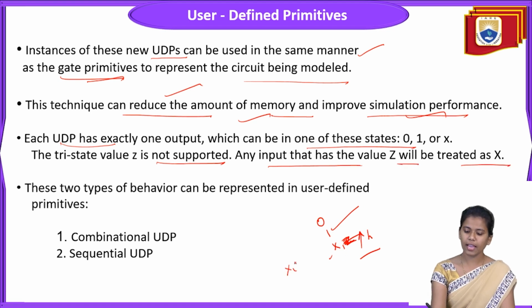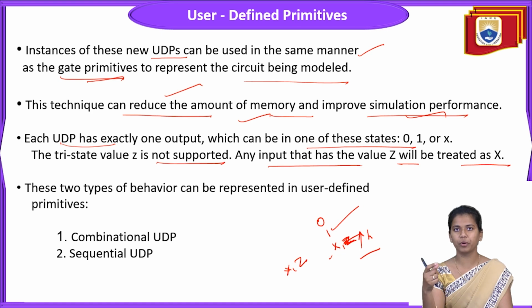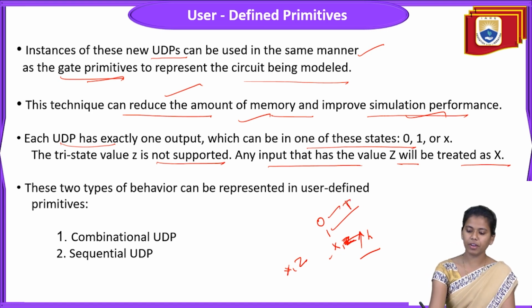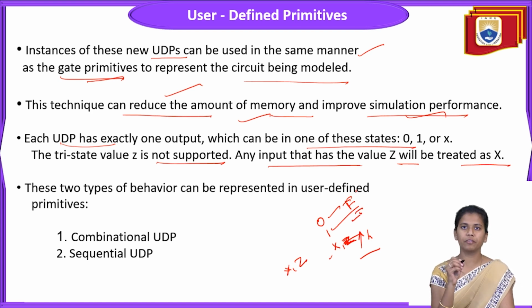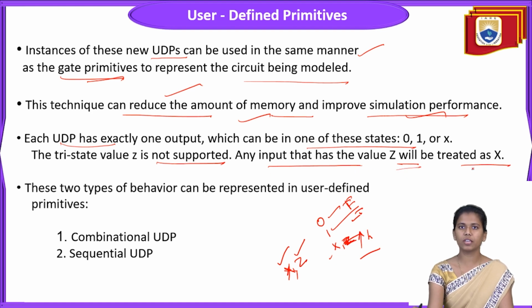Here, as I said, X and Z are almost the same. Z is the high impedance state, and X is a don't care condition. In user-defined primitives, when the output is 0 or 1, it is well and fine: 0 is false and 1 is true. But if you observe X anywhere, that X can be treated as Z also. Any input that has a value Z will be treated as X. If there is a high impedance at the input, that input is treated as X as well.